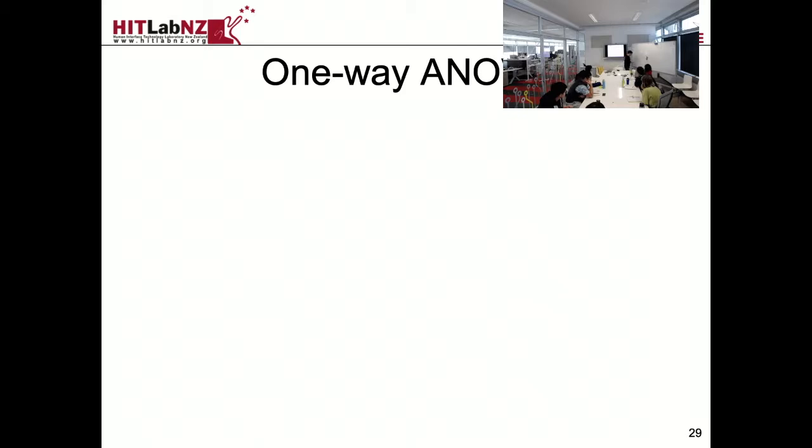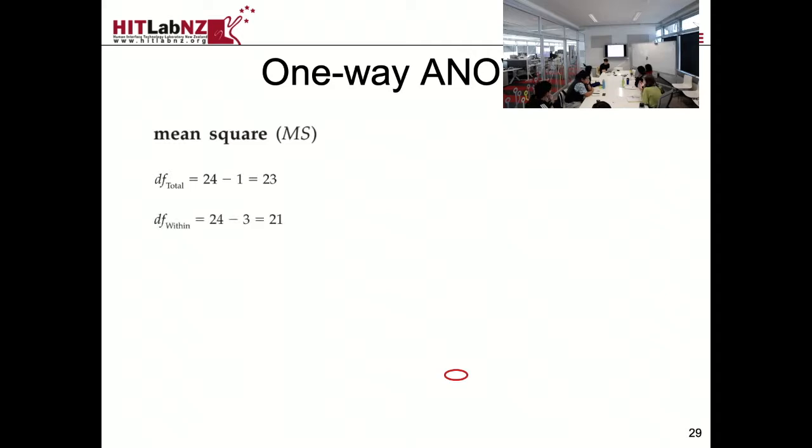Understand? So let's go a little bit deeper. We're going to talk about one-way ANOVA. When we calculate the ANOVA, we use the mean square, which is the mean value of the squares. That is just a simple idea. And what is the DF? That is the degree of freedom. And what is the total degree of freedom? This is just some data set. If you are not familiar with the numbers, that's fine.